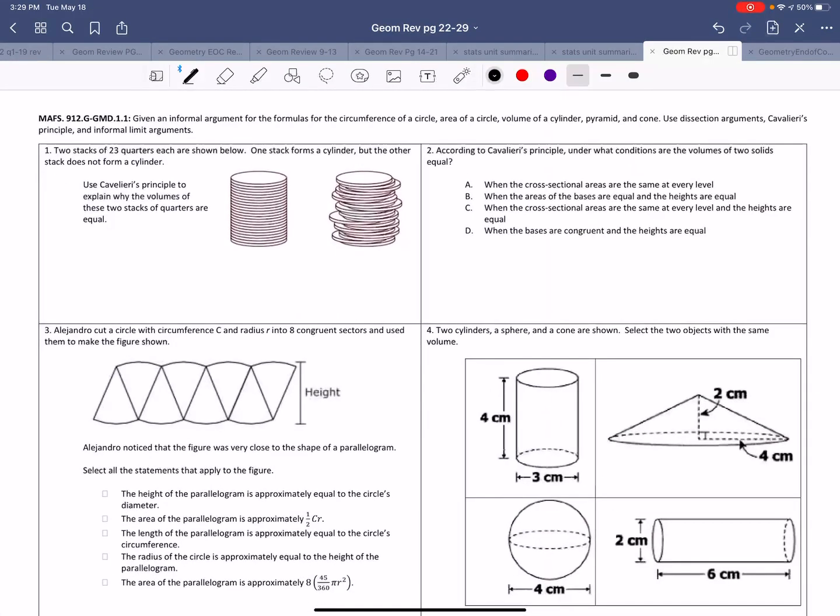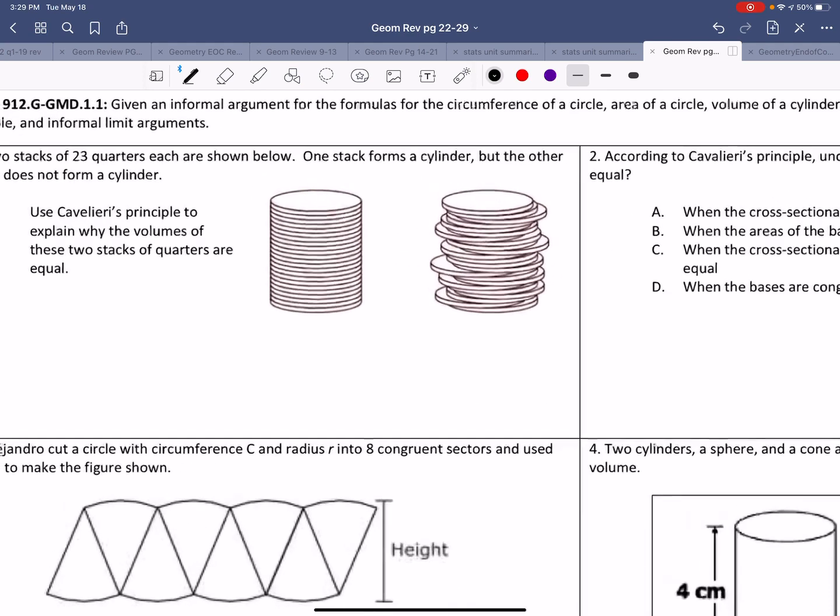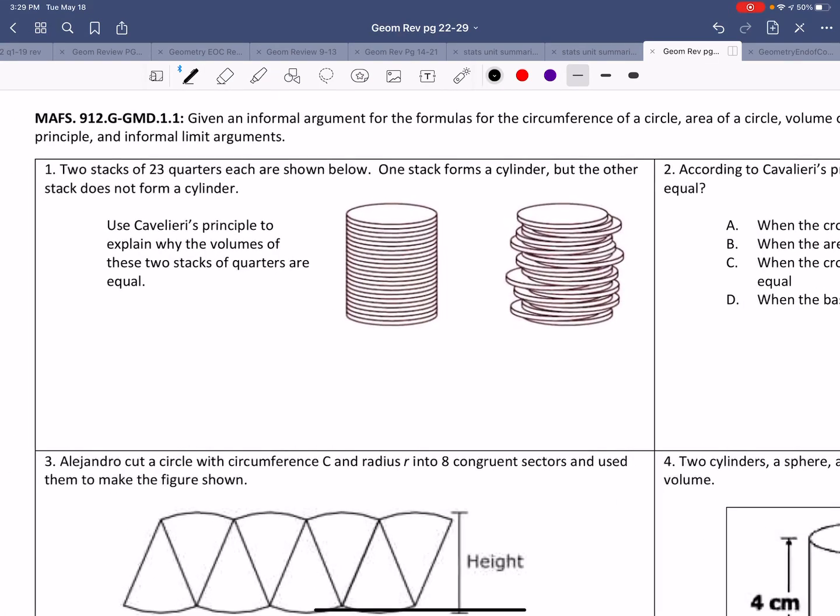Given the informal argument, find the formulas for circumference, area, volume, and pyramid, using dissection arguments, Cavalieri's principle, and informal limits. Okay, so 2 stacks of 23 quarters, one stack forms a cylinder, but the other doesn't. We know these have the same volume if, using Cavalieri's principle, they have the same height and the same cross-sectional area. And that would mean they'd have to have the same radius. Use Cavalieri's principle to explain.